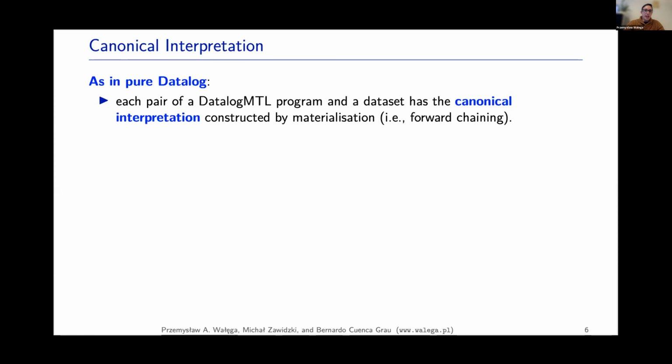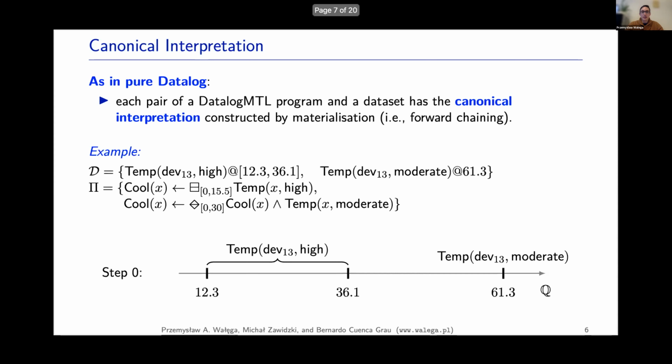And so, as in pure Datalog, we know that each program and each dataset have a single least model called the canonical interpretation. It contains exactly all the facts which are entailed by the program and dataset. And we can construct it by materialization, by forward chaining. Let me give you an example. We can take the dataset and program I showed you before.